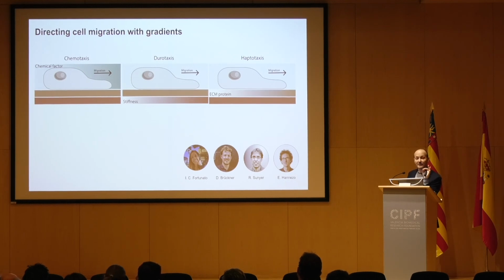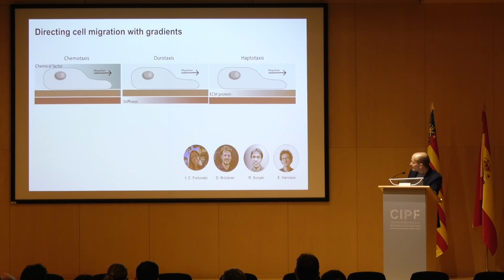So you're probably all aware that one way in which cells can migrate in one specific direction is through gradients in their environment. If the gradient is in a soluble chemical, this is called chemotaxis. If there is a gradient in the substrate stiffness, this is called durotaxis. If there is a gradient in the density of the protein of the extracellular matrix, this is called haptotaxis. There are other taxis. There's electrotaxis, which is becoming very popular, for example, which is gradients in electric fields, and so on.